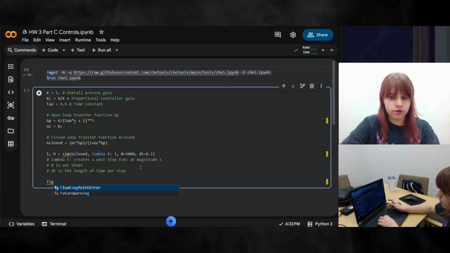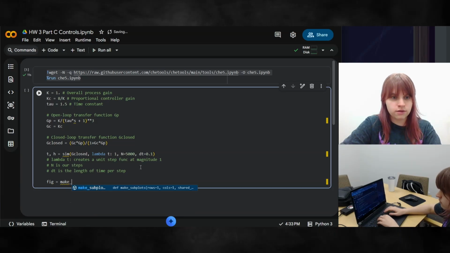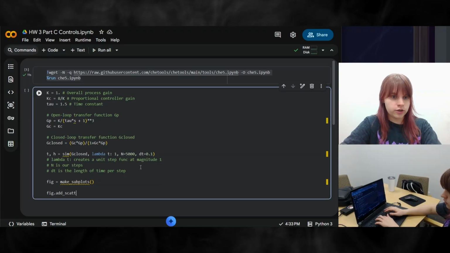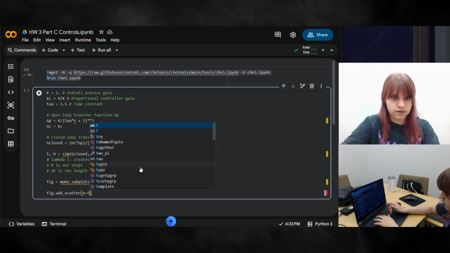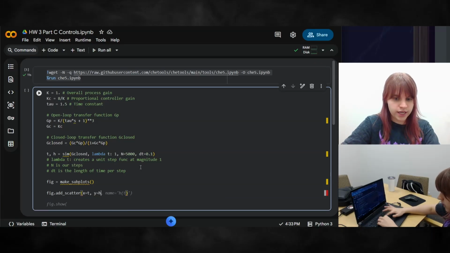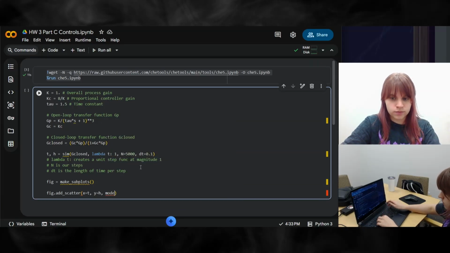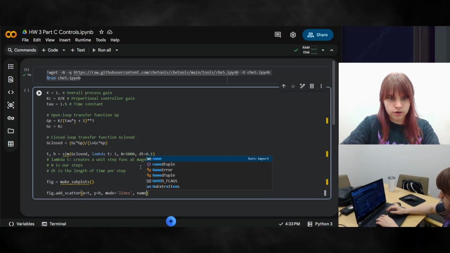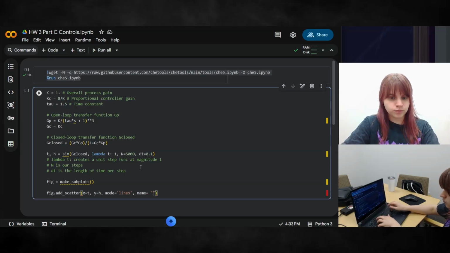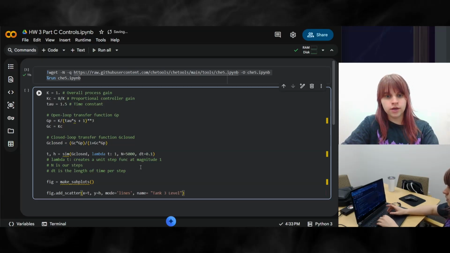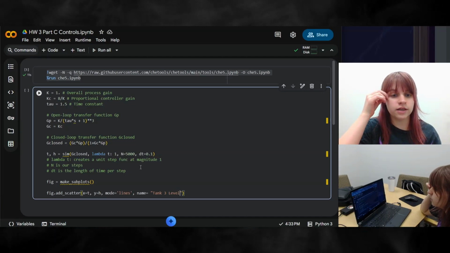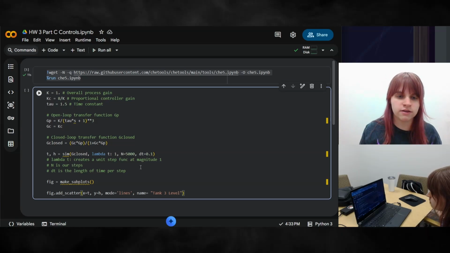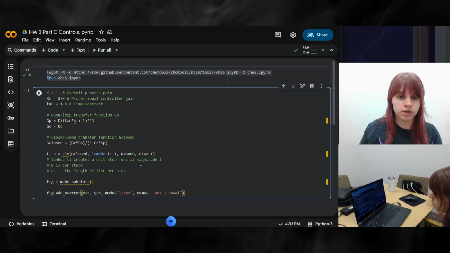We're going to do our usual fig is make subplots. We're going to add a scatter. X is equal to t, y is equal to h. Our mode is going to be lines. And our name, let's call this Tank 3 level. As I said, this is relating to the previous video part where we were looking at the flow rate in, and how that affects the Tank 3 liquid level.